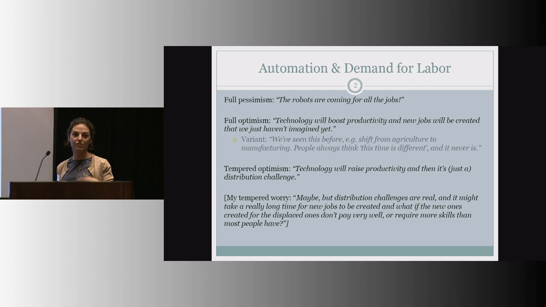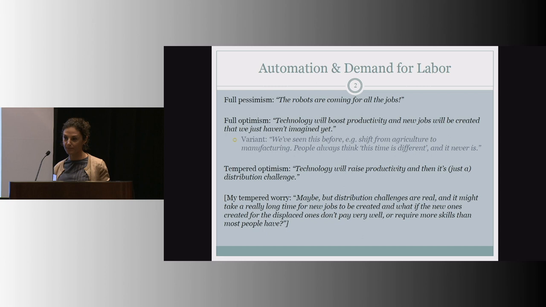And so then the burden of proof is on the pessimists to say, why might this time be different? There's a tempered optimism, which is, technology will raise productivity, but we'll acknowledge that maybe that's just for some set of people, and there are people who are going to be left behind, at least in the transition, but that's not a productivity or an automation problem.